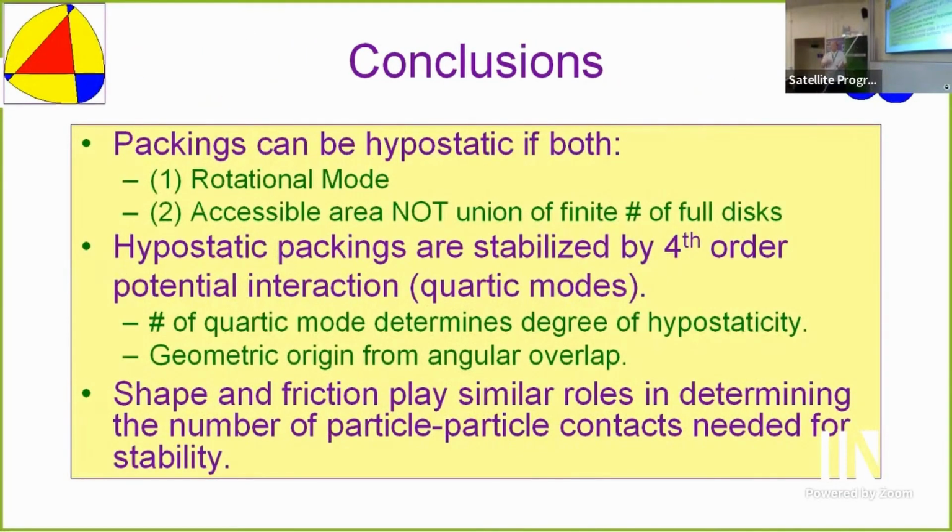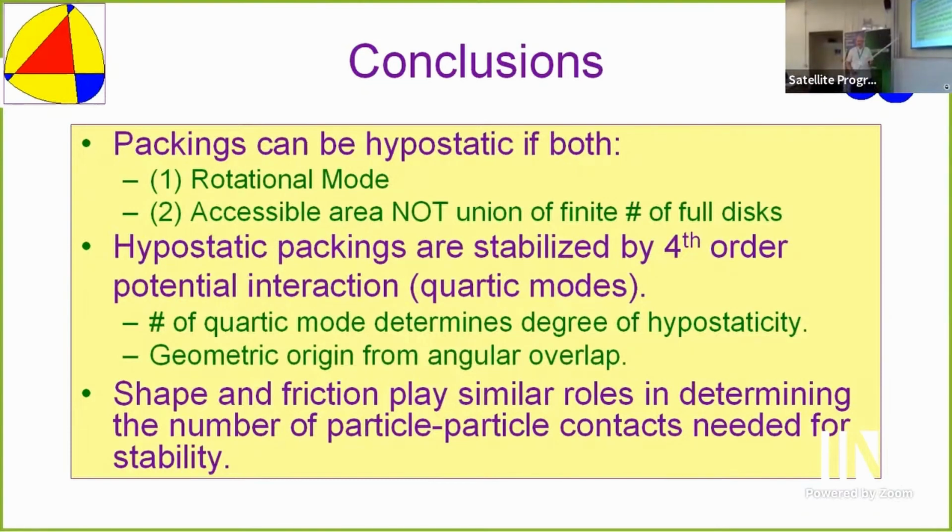Okay, so just to wrap up this part, packings can be hypostatic if both of these things are true: rotational modes, and the non-accessible area is not the union of a finite number of full disks. You need all those caveats to get everything right. Hypostatic packings are stabilized by these 4th order potential interactions, which are represented by quartic modes in the dynamical matrix. The number of quartic modes determines the degree of hypostaticity. You can just count the number of quartic modes to get that, or you can use this geometric origin to count the number of contacts. It should be either 2 counts or 1 count, or they're counting double. There's several different options, but they all boil down to the same idea.